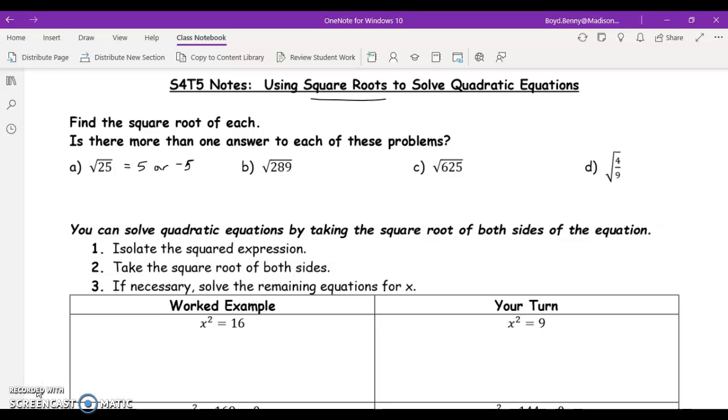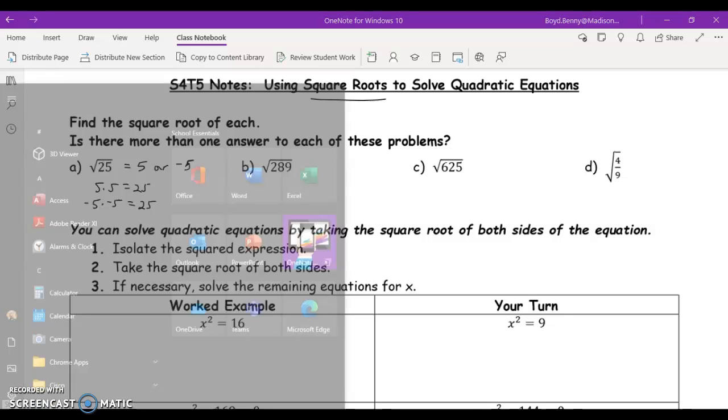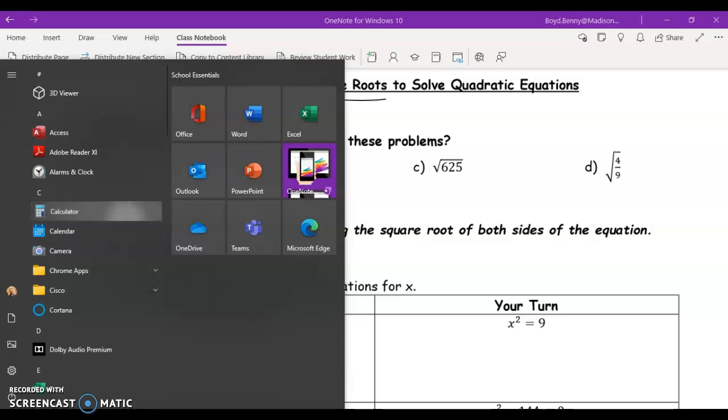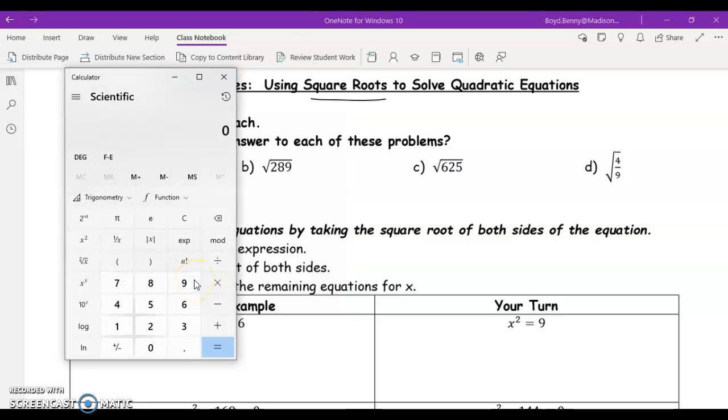Okay? Because 5 times 5 equals 25, so there's our first root. And the second root is negative 5 times negative 5 is also positive 25. So every square root, with the exception of the square root of 0, has two possible answers to it. So the square root of 289 would be, I'm going to grab my calculator for that one because I don't know that one right off the top of my head.